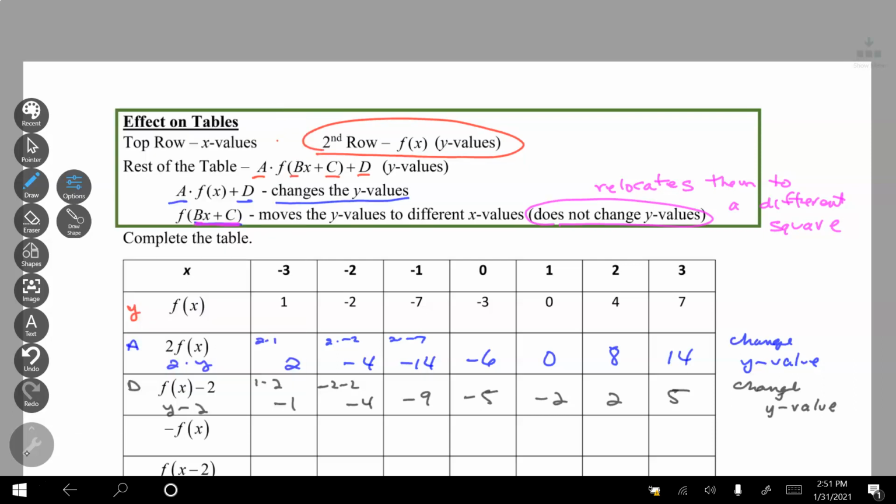This row here, I'm going to do in red. Oh, a negative. This is an A value. So it says take all these y values, that second row, and make them all the opposite of what I had before. So 1 becomes negative 1, positive 2, positive 7, positive 3, negative 0, negative 4, and negative 7. And these change the y value. These 3 rows were very easy because all we had to do was change the y values.